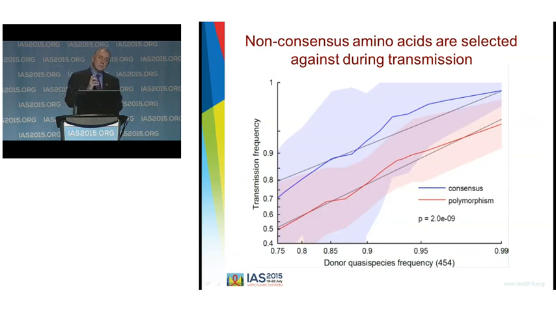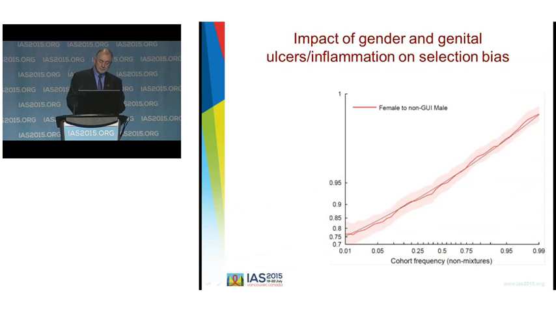However, when we look at non-consensus polymorphisms, or non-consensus amino acids, the whole curve is shifted down significantly, so that if we were to look at amino acids present 85% of the time in the population, those are transmitted pretty much with that frequency for consensus amino acids, but less than 70% for non-consensus amino acids, showing a clear selection bias against non-consensus amino acids and, we think, against less fit viruses in the population.